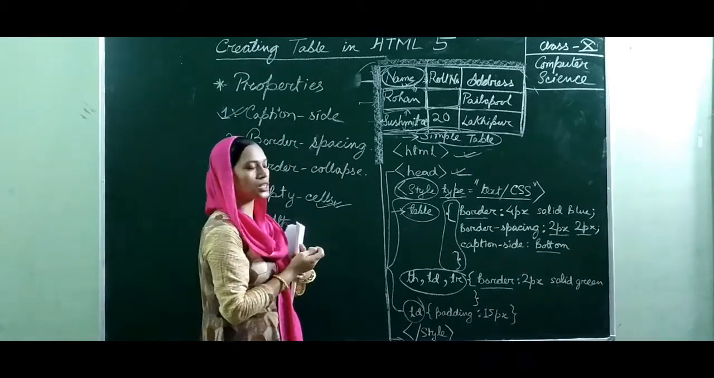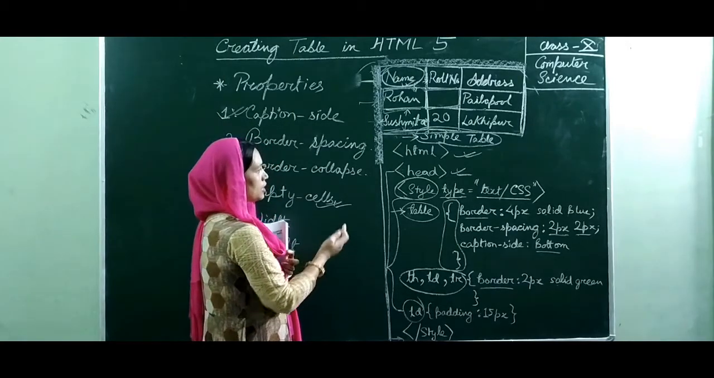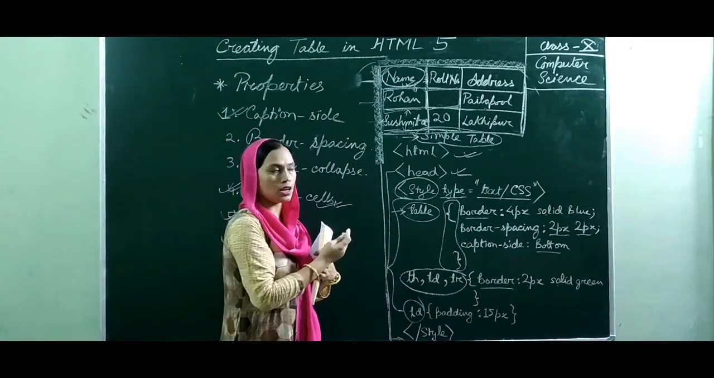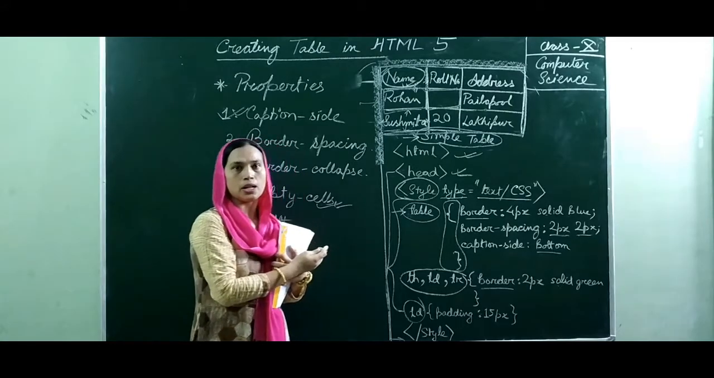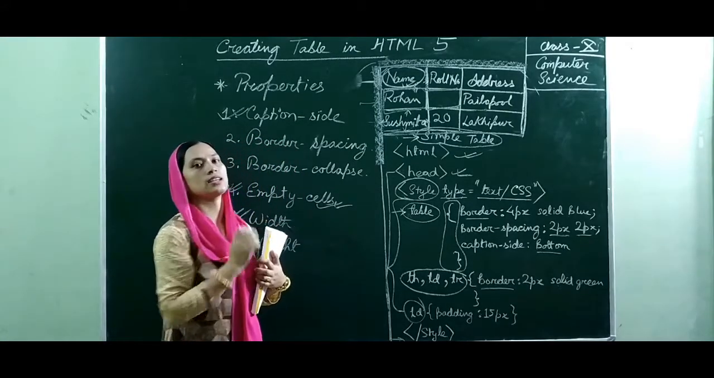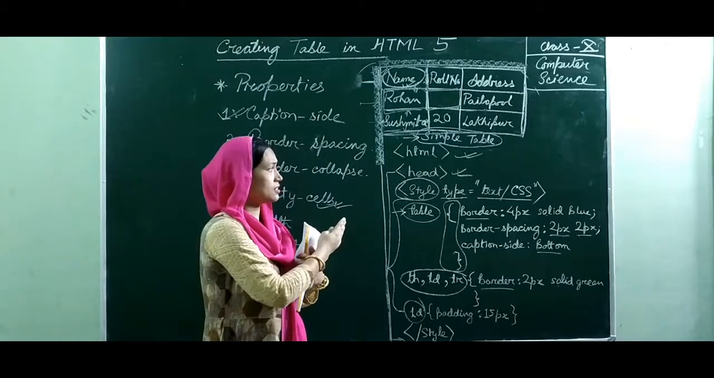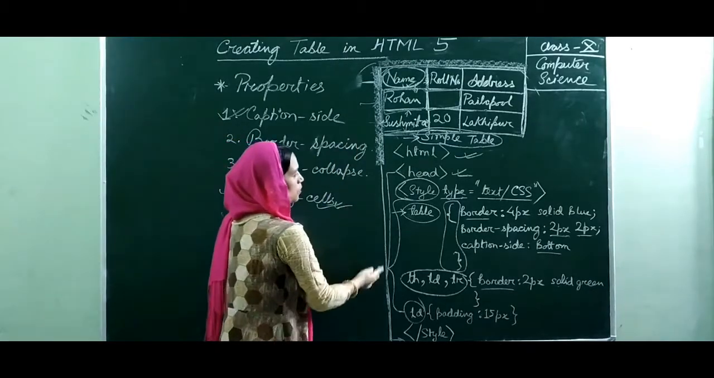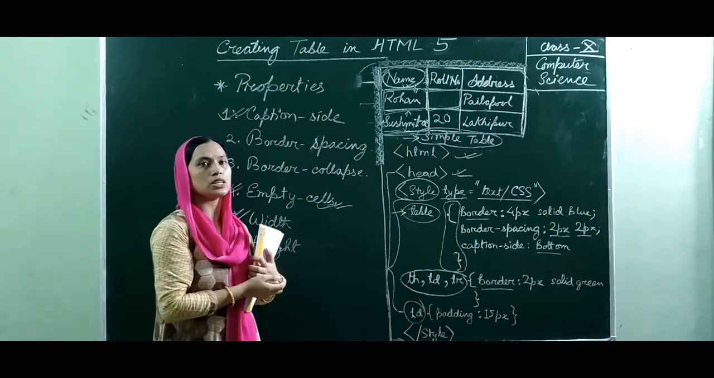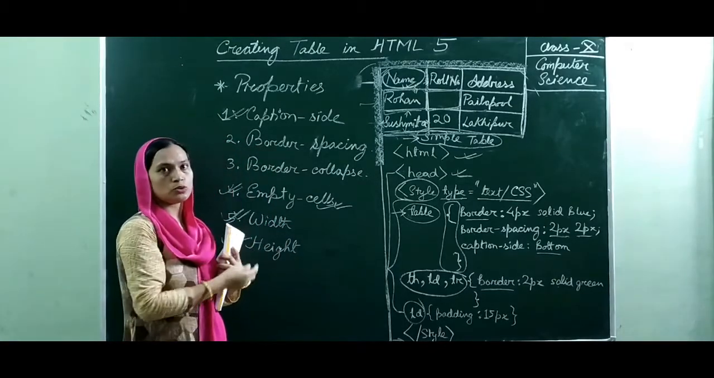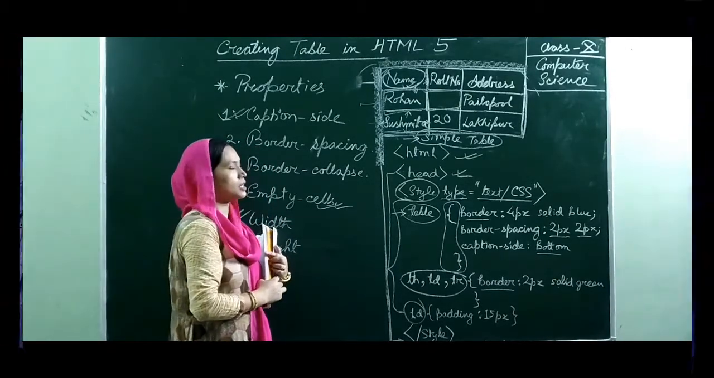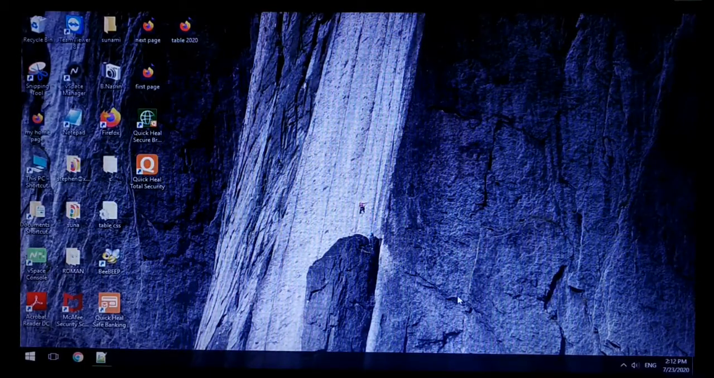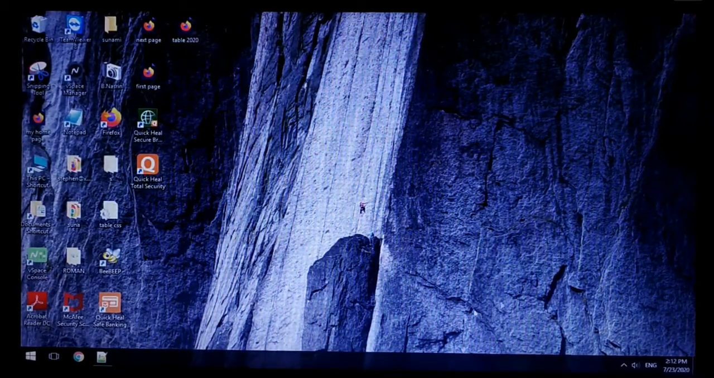After that you close the head tag. After that you end your whole program with the closing table, body and HTML. Let's practice this whole program with the help of the computer. So let's go to the computer screen and practice the table. Now let's type the coding which we have learned theoretically.